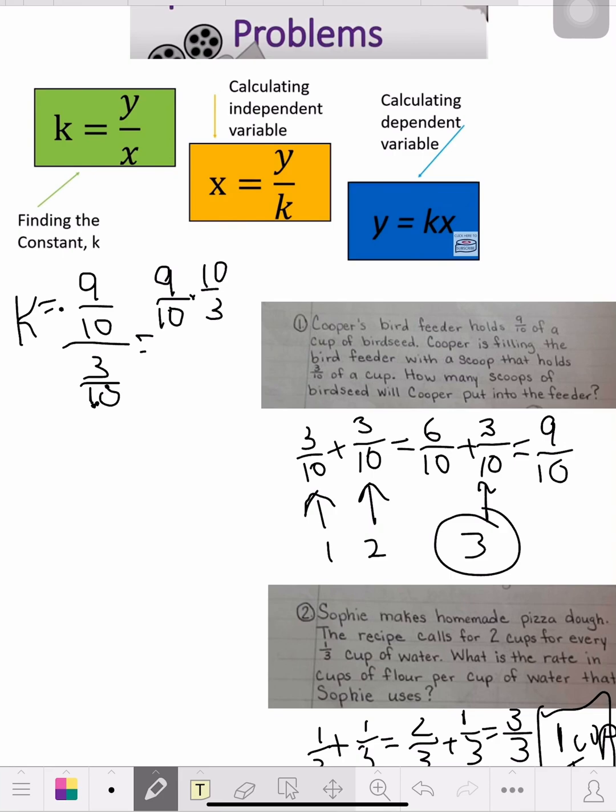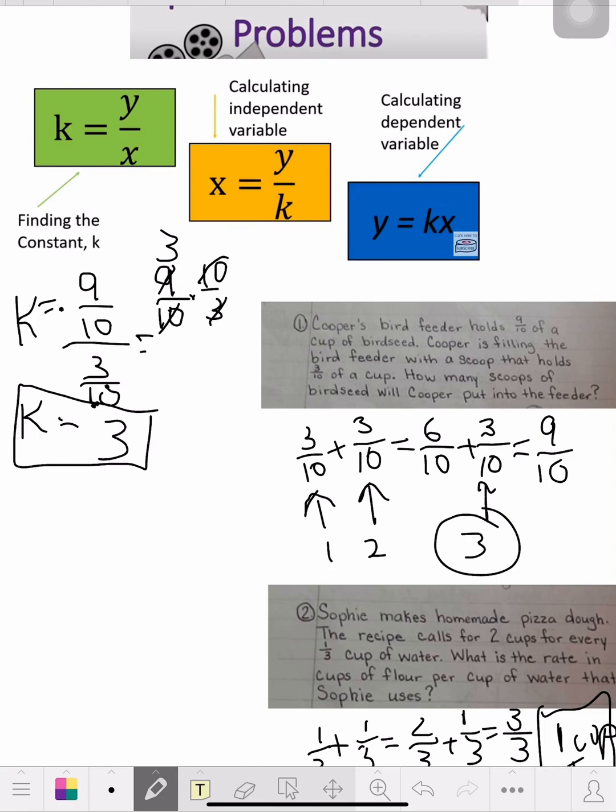So let's see how we do this. Maybe we cross the 10s out. 3 goes into 9 3 times. So k equals 3, and that's your answer, just like below. But you see how we did it with the formula? You just got to remember some basic steps. You got to know how to divide fractions.